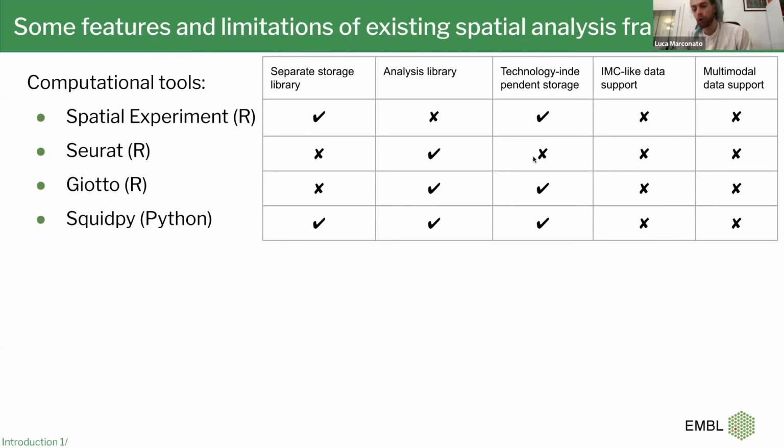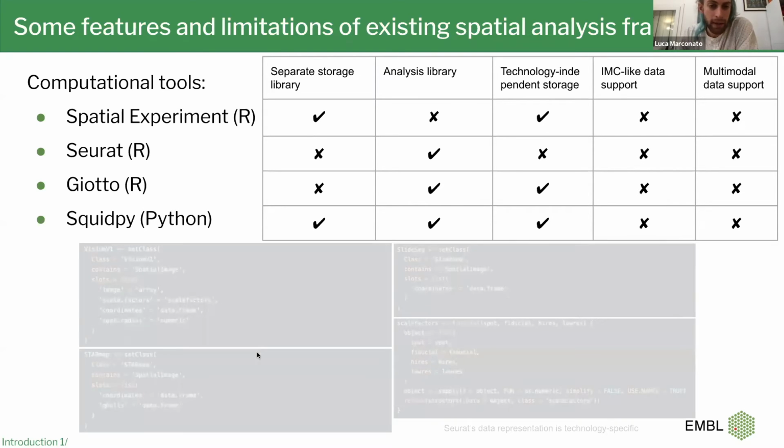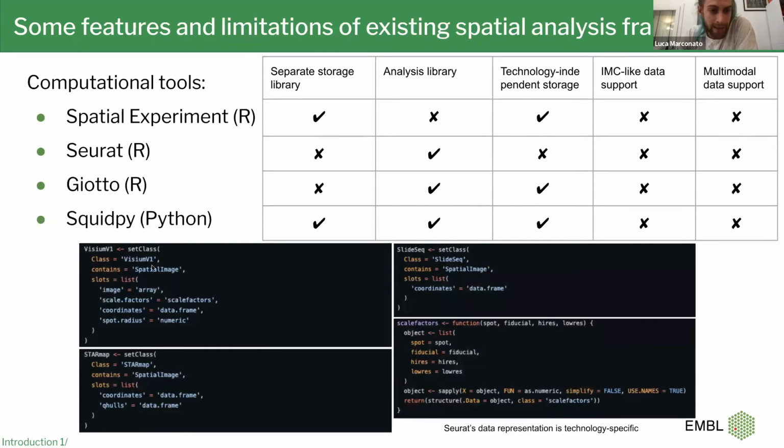With Seurat, unfortunately, the classes are designed in such a way that we have a class for each of the main spatial technologies, like Visium versus Slide-seq. And this creates, I think, a problem in extending the methods to different technologies, because Visium and Slide-seq are very similar. What changes is the spot size and the disposition of the grid. But when the classes, like in this example, are technology specific, then this hampers data reuse.